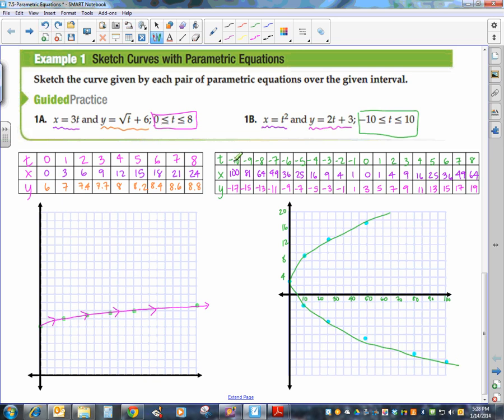Because where did I start? When I started at negative 10, where was my point? My point was 100, negative 17. That means that the direction, the orientation of this object, is moving along the path in that direction. So that's the way the arrows should go when you plot your parametric equation. Okay? Now let's go do some math.